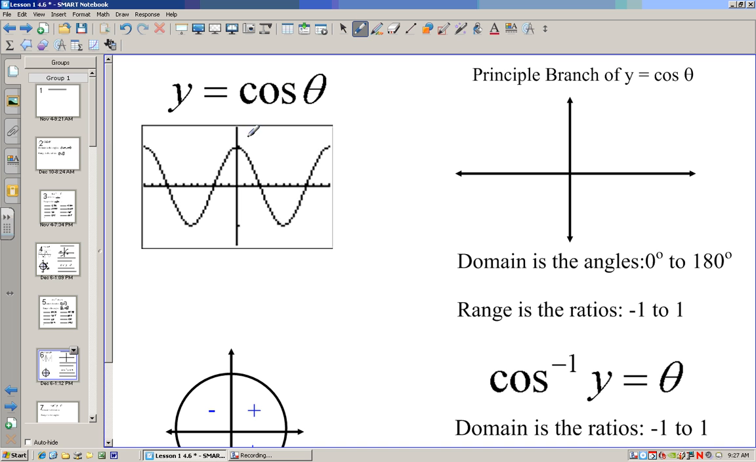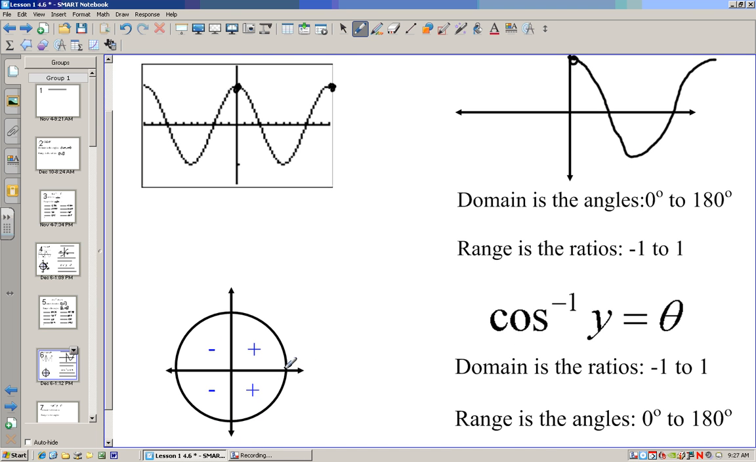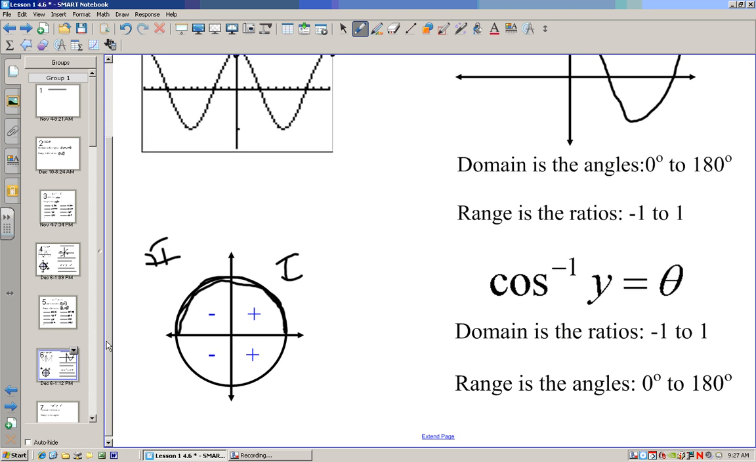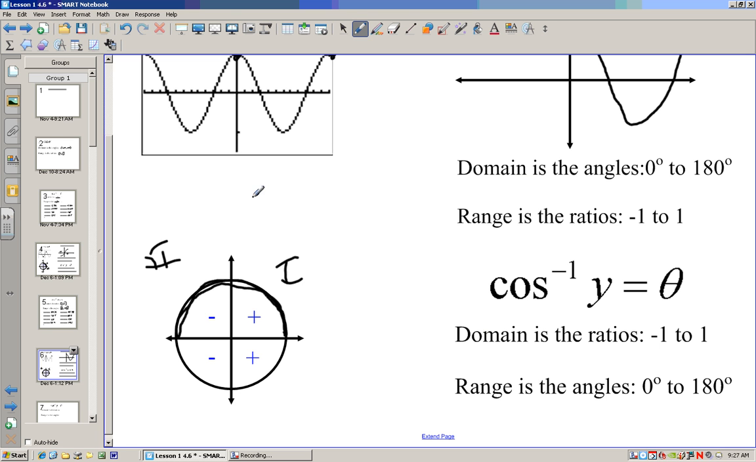All right, so cosine's principal branch goes from here to here. So if I draw it out, it goes from 0 to 180. That means in the unit circle, it's quadrants 1 and 2. And this stuff we've already gone through.